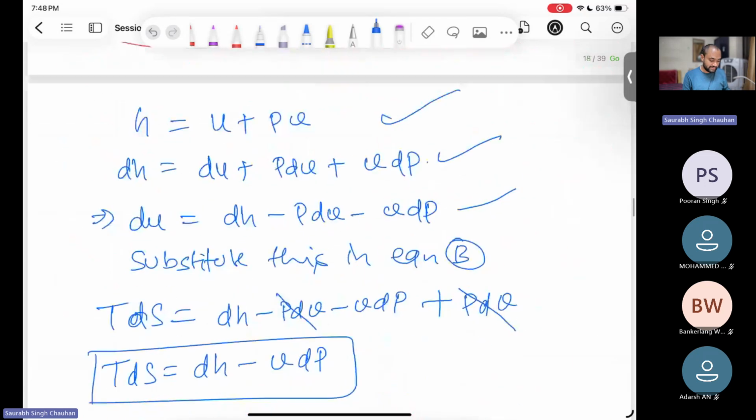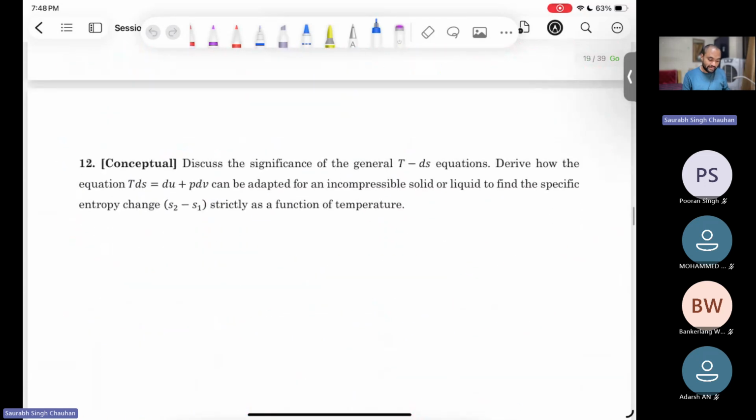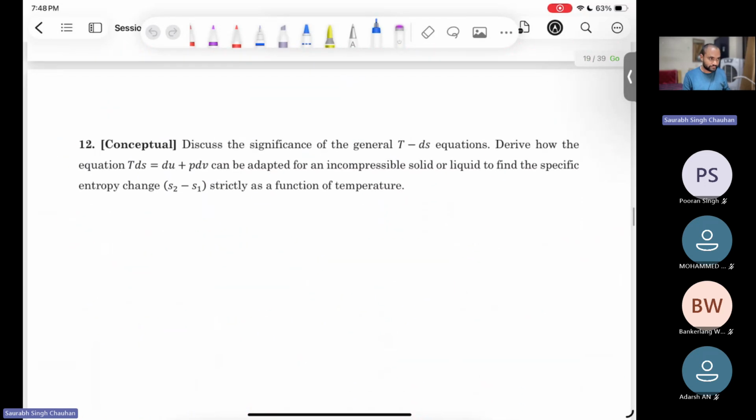Okay, now it is saying which type of processes for an incompressible solid or liquid. Question number 12, it is saying for an incompressible solid or liquid. So in case of solid or liquid, the volume will remain constant, right? Incompressible.